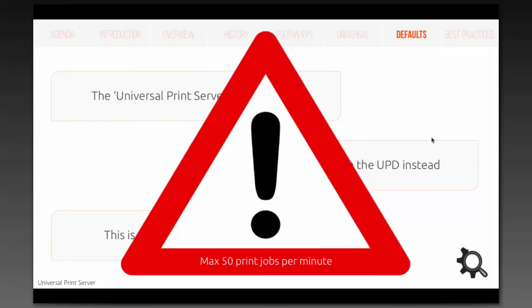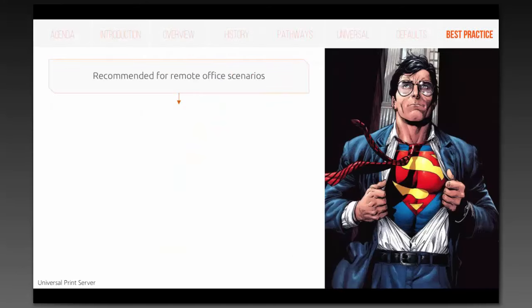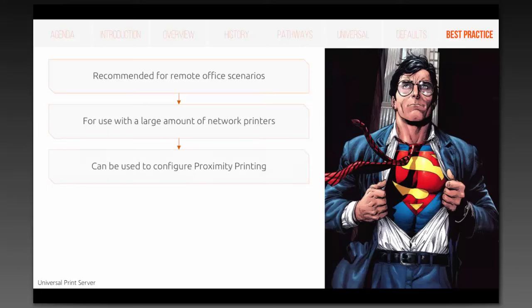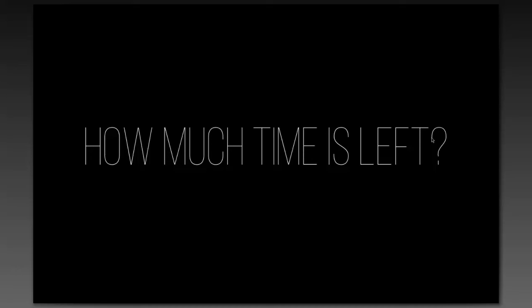It supports up to 50 print jobs per minute, and again it does not support client-side rendering. Recommended for remote office scenarios if you can get the compression to work, of course, and for the use of a large amount of network printers, which sort of speaks for itself. And if you use the Universal Print Server, you can also enable something called proximity printing, on which you can apply something called a session printer, which is basically a network printer, to a user based on their IP address or subnet, for example, that they're based in.